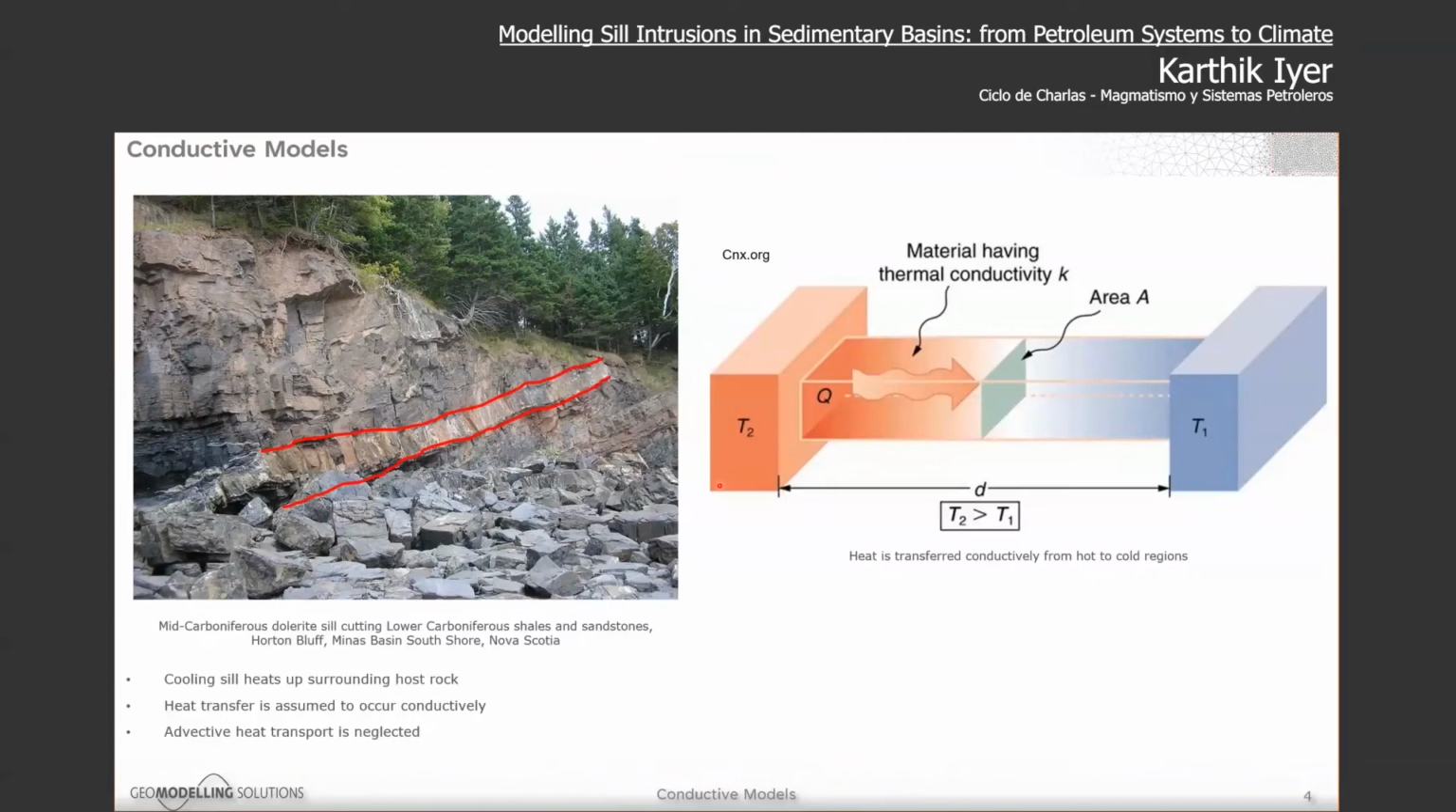But first, in order to model them, we have to take care of the physical processes that control the effects. And the simplest process we need to take care of when we model sill intrusions is heat conduction. So energy comes in with the sill and then heats up the surrounding rocks. So the sill cools, heat is transferred to the surrounding rocks, and there are numerous effects associated with it. That's the simplest variation. For now, we'll just ignore fluids or advective heat transport with it.